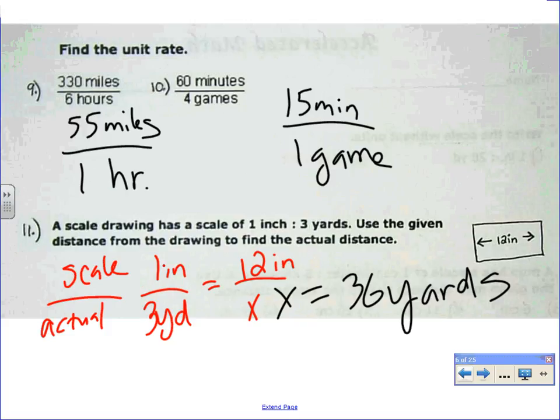Okay. Yeah, on problems like this, you don't have to do that. Only convert when it says write the scale without units. Skylar?